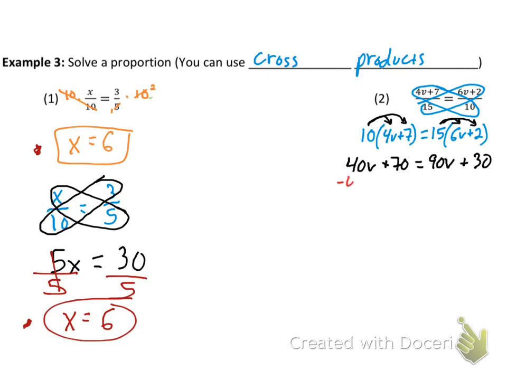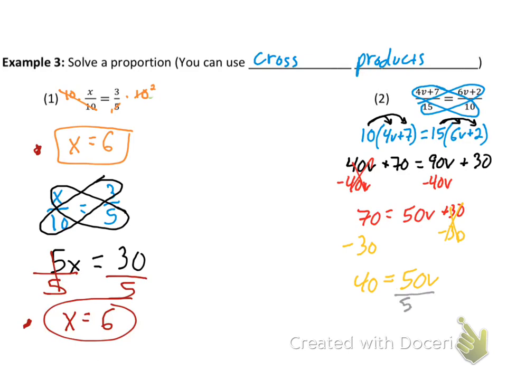I'm going to move the 40v over to the right-hand side. So then I've got 70 equals 50v plus 30. And then I'm going to move the 30 from the right-hand side over to the left-hand side. So I have 50v equals 40. And then, to finish this out, all I have to do is divide both sides by 50.